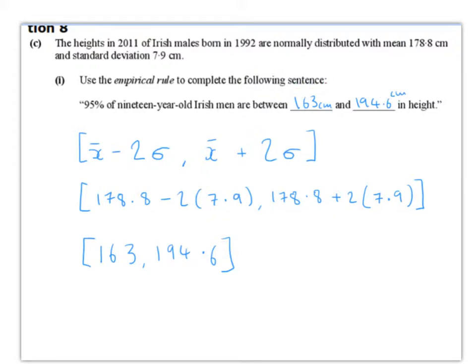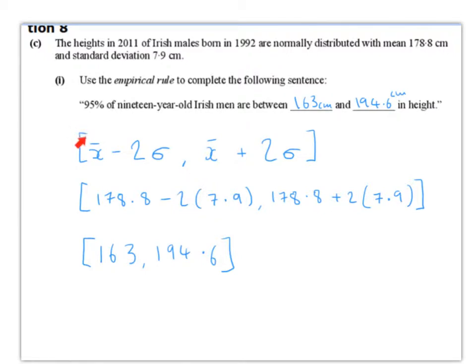Okay, so where did these numbers come from? For 95%, to get this interval using the empirical rule, we're going to have the mean, so x bar means the mean, minus 2 times the standard deviation, that's not a 6, it's a symbol for standard deviation, comma, the mean plus 2 times the standard deviation.